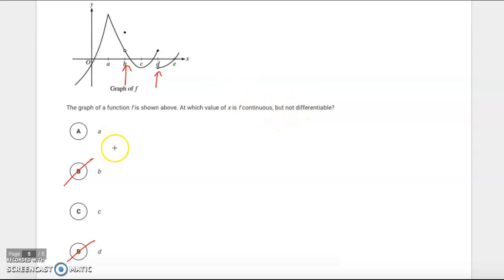And so the only other places you have to check are a and c, and I notice at a that we have a cusp on our graph. So a would be the choice. A is where your function is continuous because there is a point there and your limit exists and they all seem to equal the same thing, but you have a cusp, which means you can't take the derivative there.